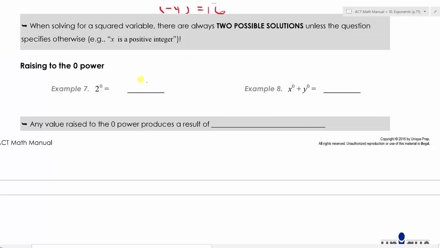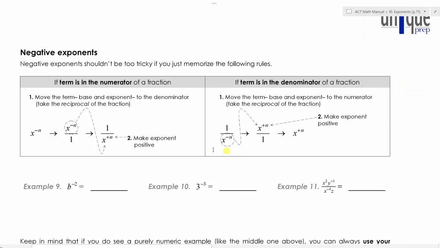Raising to the 0 power, everybody should know this, hopefully. You get 1 when you raise to the 0 power. So 2 to the 0 would equal 1, x to the 0 would equal 1, y to the 0 would equal 1, so this would equal 2. Any value raised to the 0 power produces a result of 1. Always, always, always.